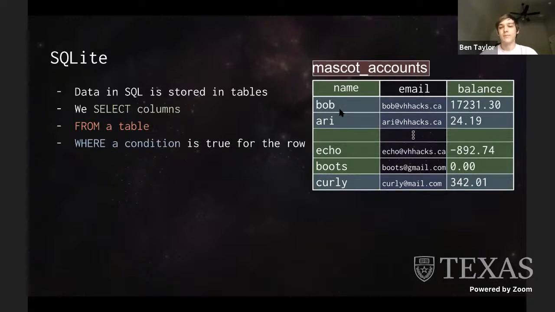And then we can filter. Maybe we only want to send a bill to people with a balance greater than 0. So we'd tell SQLite that condition. We'd go through: Bob, you have a balance greater than 0. Ari has a balance greater than 0. And Curly has a balance greater than 0.